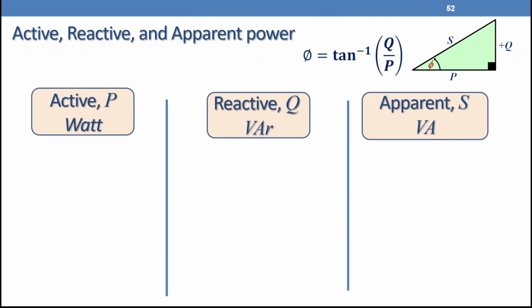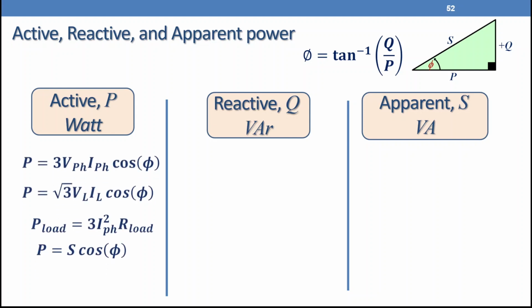Now we covered the active power P, which is in watts. So what about the reactive and apparent power? Let us put the expressions based on this power triangle P, Q, S. We know that phi equals tan inverse of Q over P. Please don't forget the brackets.